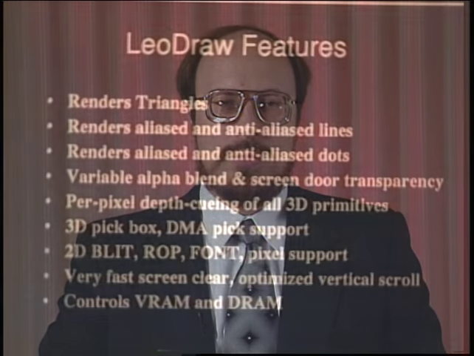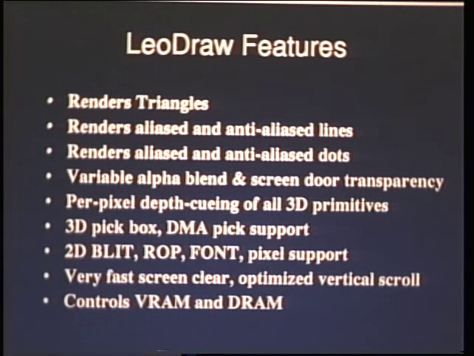Well, we also have to perform regular 2D window system functionality for the machines to be useful, and so we have the usual plethora of blits, ROPs, fonts, and individual pixel read and write support. We also optimize two critical functions. We have a ridiculously fast screen clear of 120 microseconds, something like 7 billion pixels per second of clear. And we also have an optimized vertical scroll, because these machines are also used for doing text editing.